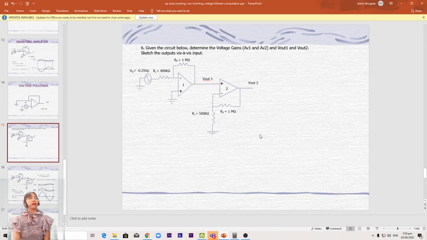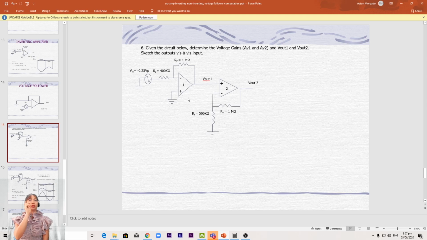So now we have op-amp in cascade, wherein the output of op-amp number 1 becomes the input of op-amp number 2. So example here, we have 2 op-amps. So determine the voltage gains AV1, AV2, and VO1 and VO2. Then sketch the output vis-a-vis input. Okay. So how are we going to do that?